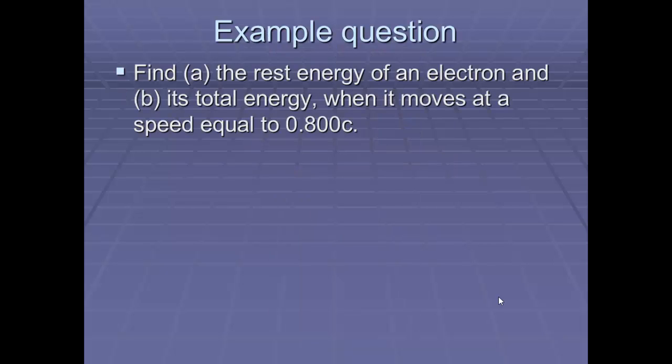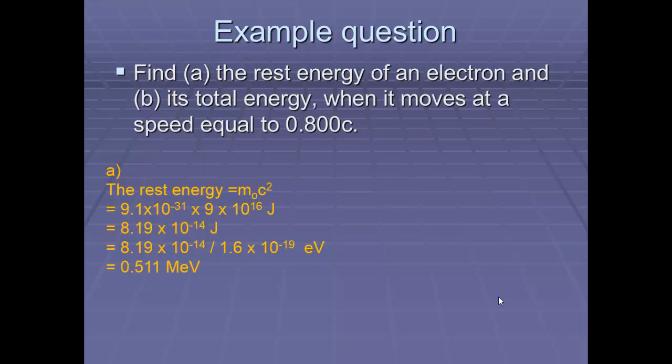So here's a question. Find the rest energy of an electron and its total energy when it moves at a speed equal to 0.800 times the speed of light. So pause, try and answer this question.